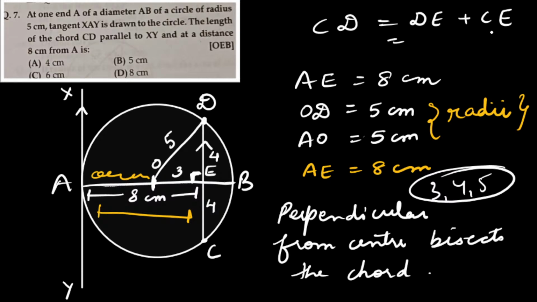So that means DE and CE are equal to each other. Bisection means dividing into two equal parts. OE is the perpendicular and CD is the chord. So OE is dividing the chord into two equal parts. That means DE and CE are both equal. So if DE is 4, CE is also 4.